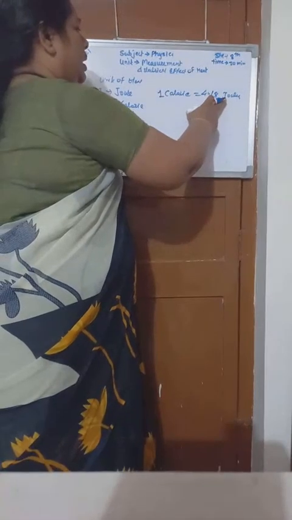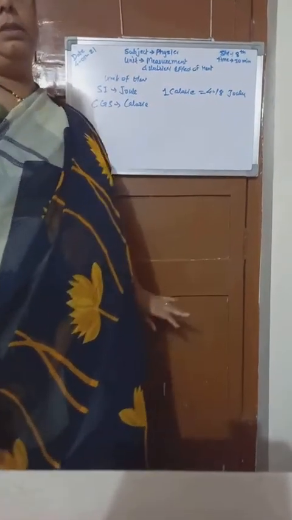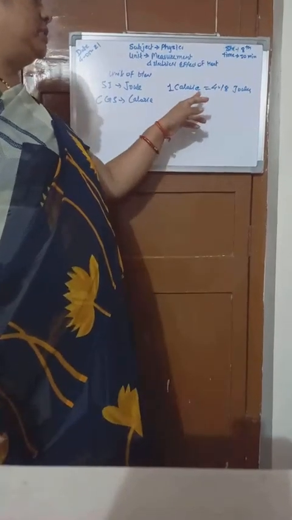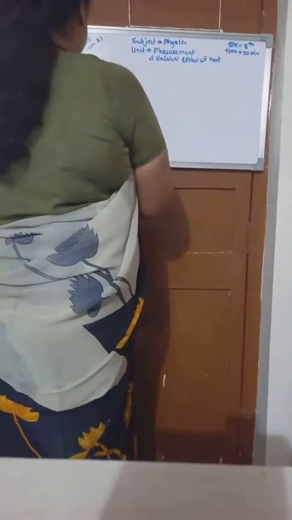If we have to convert calorie into joule, then multiply by 4.18. If we have to convert joule into calorie, then divide by 4.18. You have to notice this. Okay, notice this formula. After that we will take some problems based on the heat.